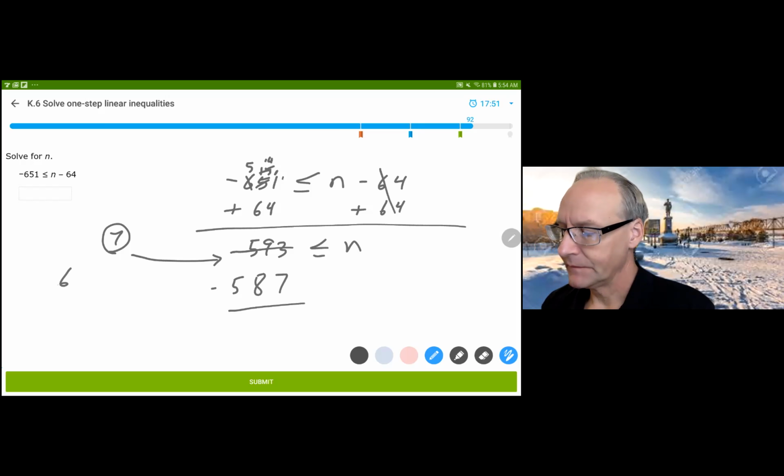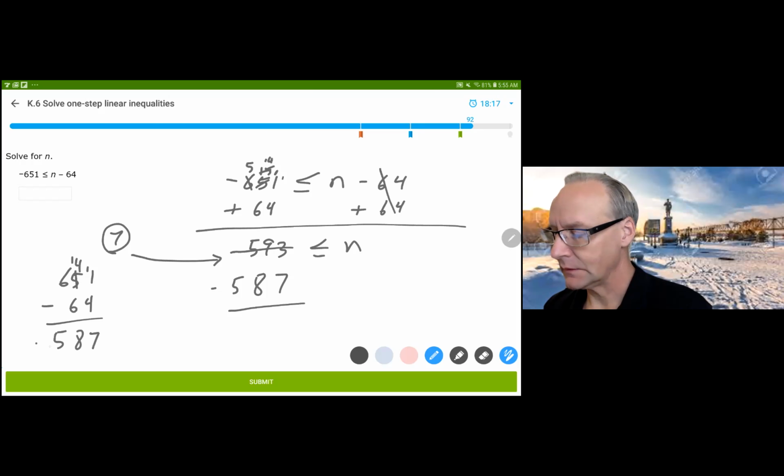All right, 651 minus 64. They do have a difference of 7, don't they? Yes. 4 from 11 is 7, and 6 from 4 is 8, and 5, negative 587. I'm confused.